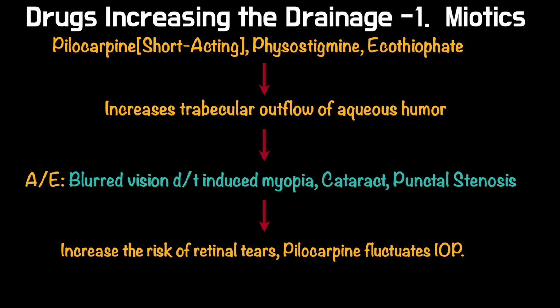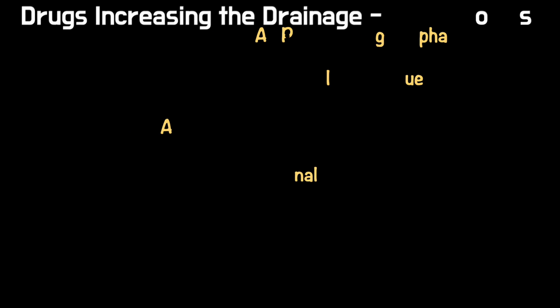Pilocarpine fluctuates IOP, and why is that? Because it is very short acting, right? So intraocular pressure suddenly decreases and then increases, then decreases and then increases. That is how it fluctuates IOP.